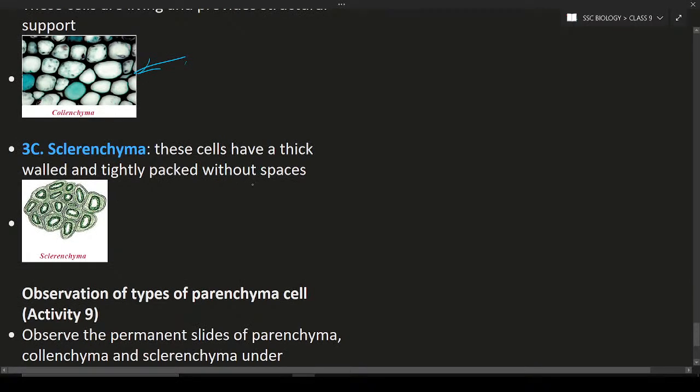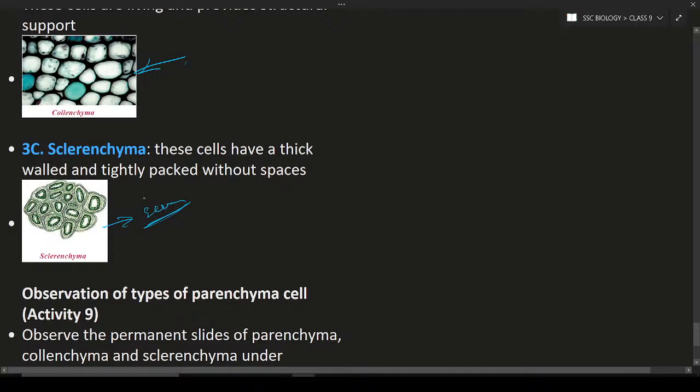Sclerenchyma cells have thick walls and are also tightly packed without spaces. Means if you look between the cells, are any spaces present? No spaces are present between the cells. So they are known as sclerenchyma cells. So no spaces, thick walled cells are known as sclerenchyma cells.